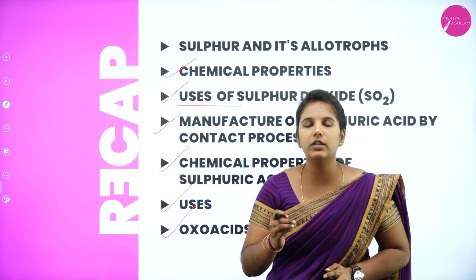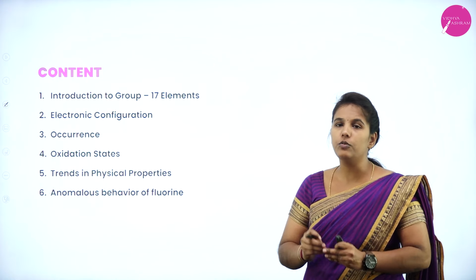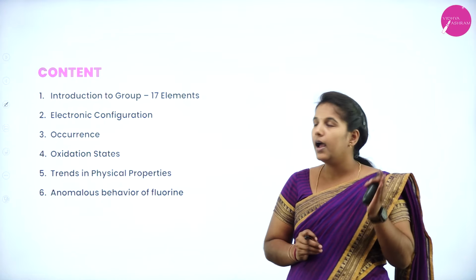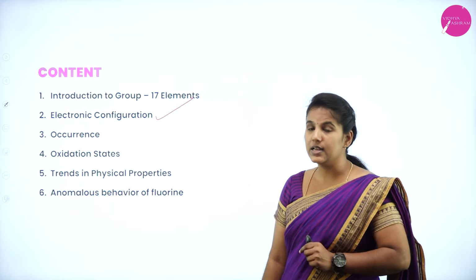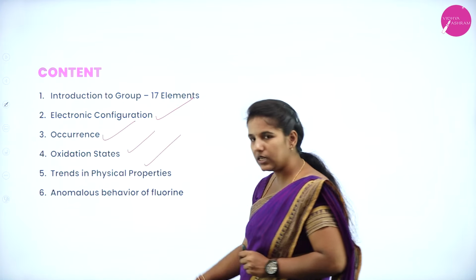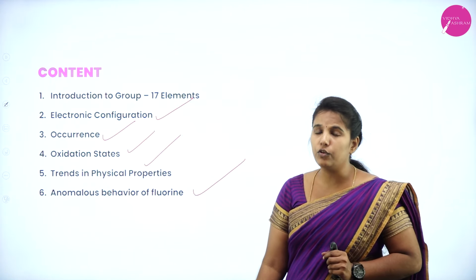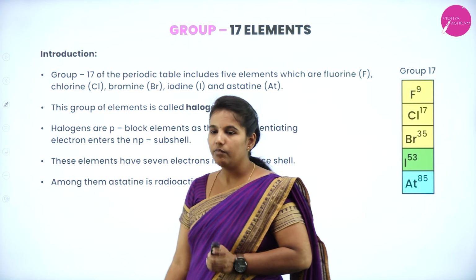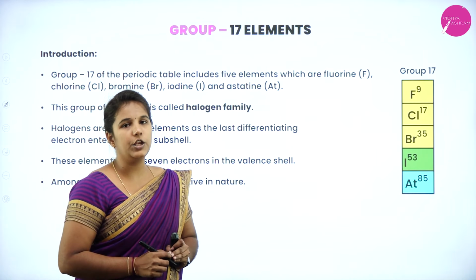Today, we will move on to the next topic of this unit by understanding the group 17 elements in the periodic table. And also, the electronic configuration we are going to discuss, their occurrence, oxidation state, trends in their physical properties and the anomalous behavior of fluorine we are going to understand in this session. Let's see what are the group 17 elements in the periodic table.